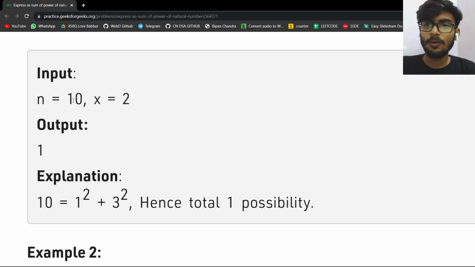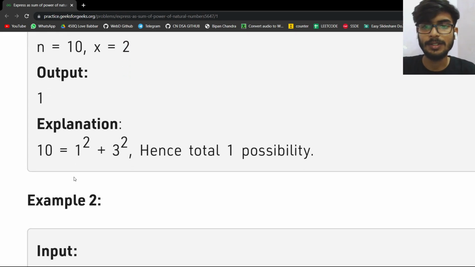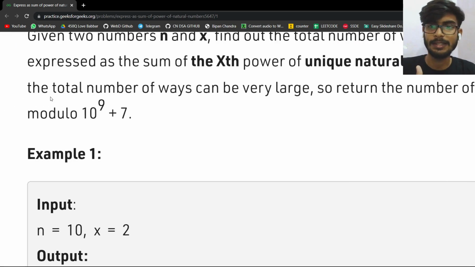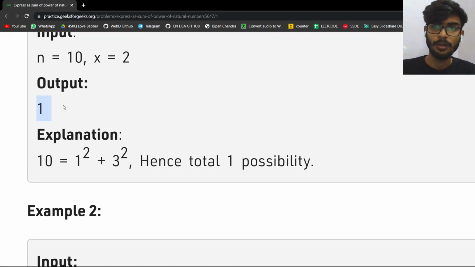Now what I'm observing here is we have the target number 10 and the power which I can use is 2. Now 10 can be expressed as the sum of 1 square plus 3 square. So our output will be 1, because the total number of ways to get the target number n equals 10 is only 1.